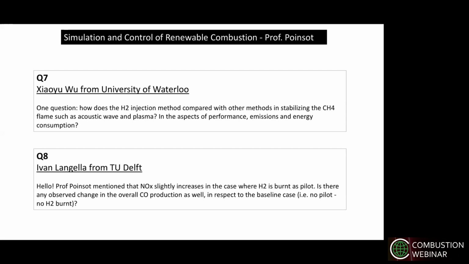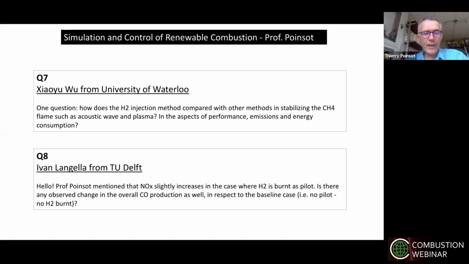Thanks. So next question is from Dr. Ivan from TU Delft. You mentioned that NOx slightly increased in the case where hydrogen is burned as pellet. Is there any observed change in the overall CO production as well with respect to the baseline case? Yeah, we didn't see an effect on the CO. Those flames are burning very efficiently, and they are lean, so we don't make a lot of CO anyway. So we didn't see an effect on CO.